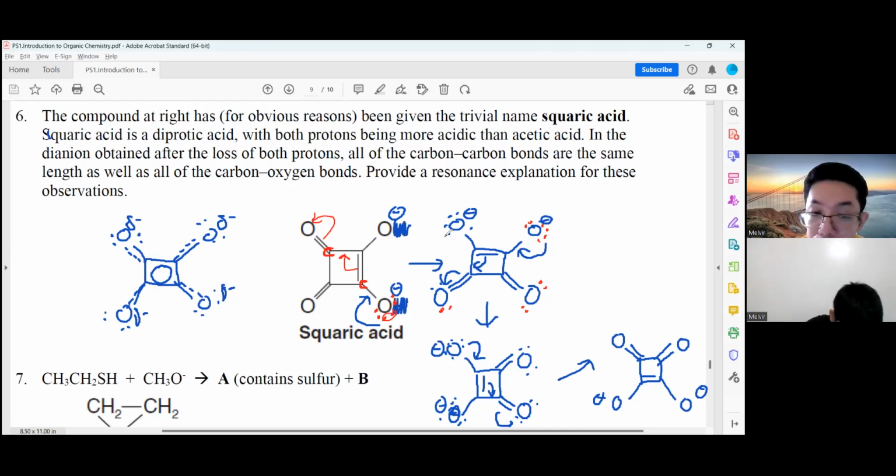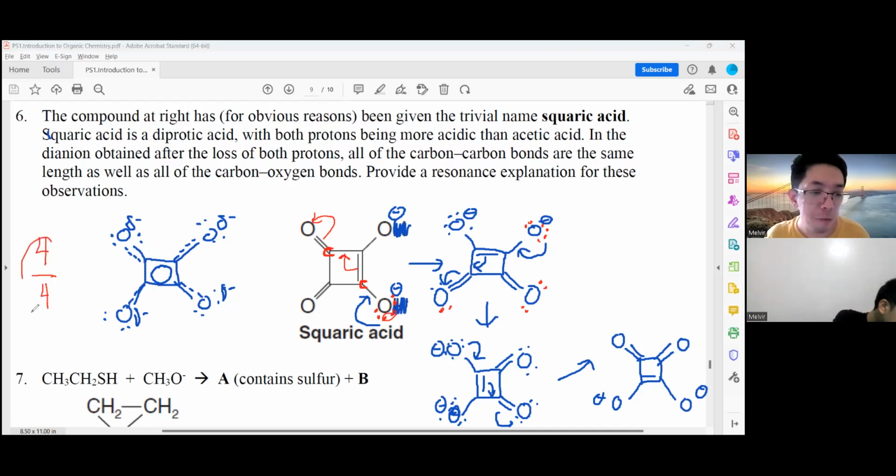Similarly, in the square itself, the cyclobutane ring, Josh, each carbon-carbon bond will have a partial double bond character, because the double bond also moves around the square. So due to the delocalization of electrons, your carbon-carbon bonds are equal in length as well. I'll give you 4 points for this. 4 out of 4 ka dito.